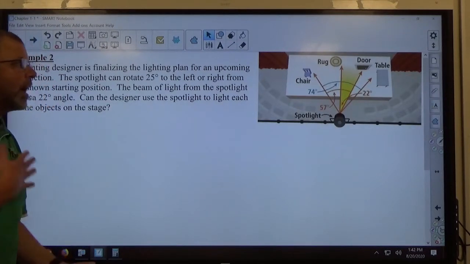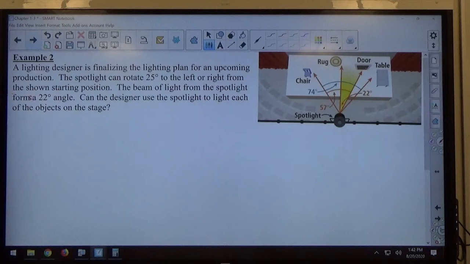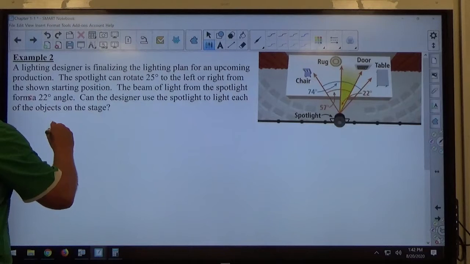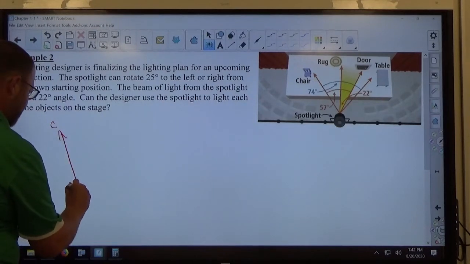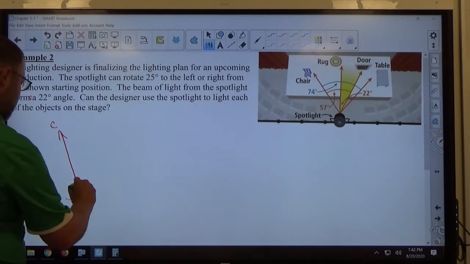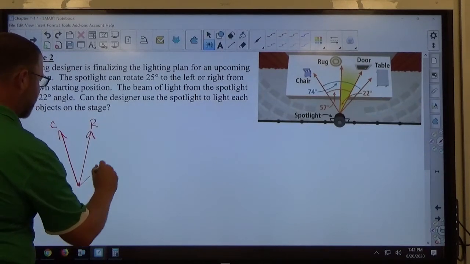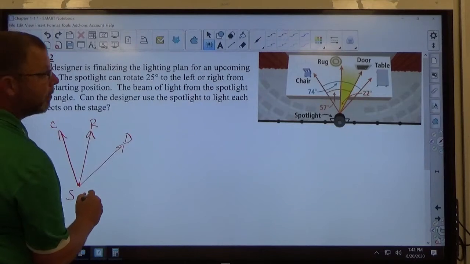So, first thing I would do if that's what's written in my book is I'm going to sketch that on my paper. I don't have to have all the artistic stuff. I want to have the linear stuff on there, so I want to have all the angles and stuff. So I've got a chair sitting here, and I got a spotlight down here, and I got a rug right here. It doesn't have to be drawn to scale either. You notice I'm not measuring anything. I got a door over here, and I've got a table over here.